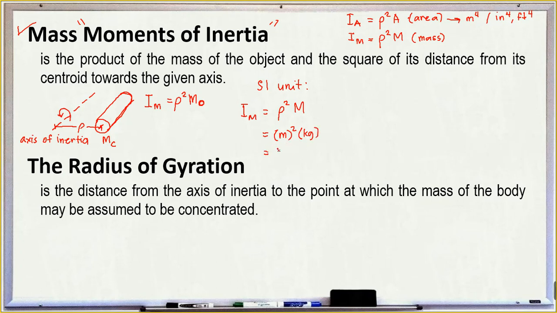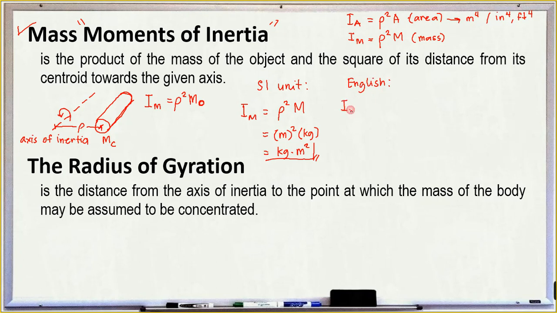So therefore, for SI, mostly that is kilogram, the mass first, meter squared. So this is the dimension for SI. Now for English, or imperial unit, English.